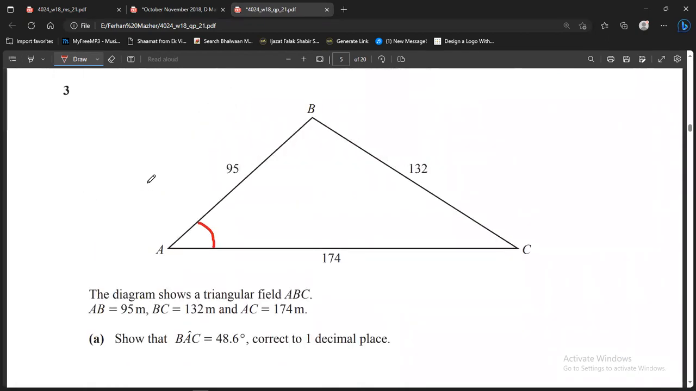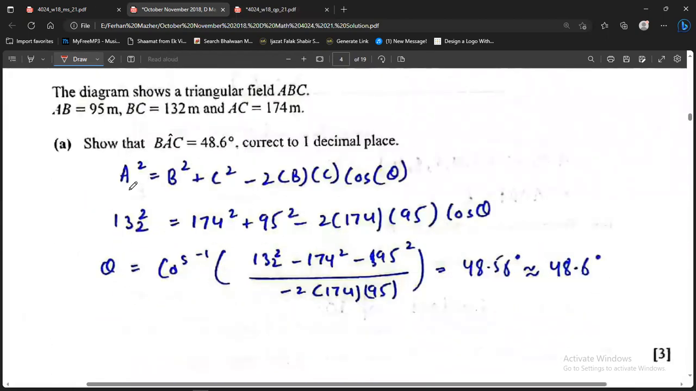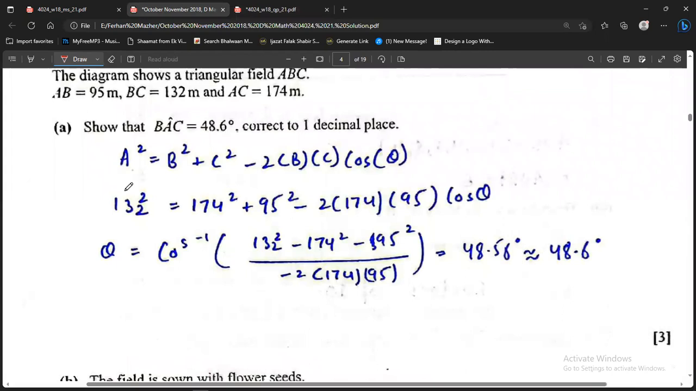So we will use the cosine law. And if you know these sides, you can find this angle. So it is a very simple, straightforward question. Here we have a squared equals b squared plus c squared minus 2bc cos theta. So this is 132 squared equals 174 squared plus 95 squared minus 2 into 174 into 95 cos theta. So this will go on the other side, it will subtract.